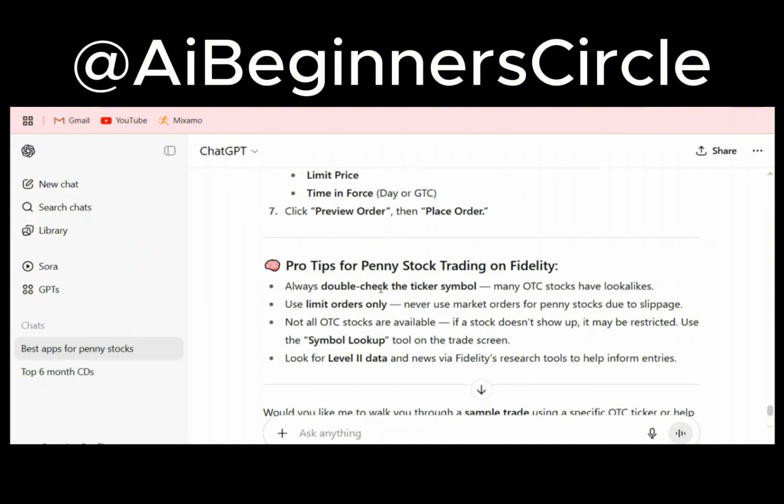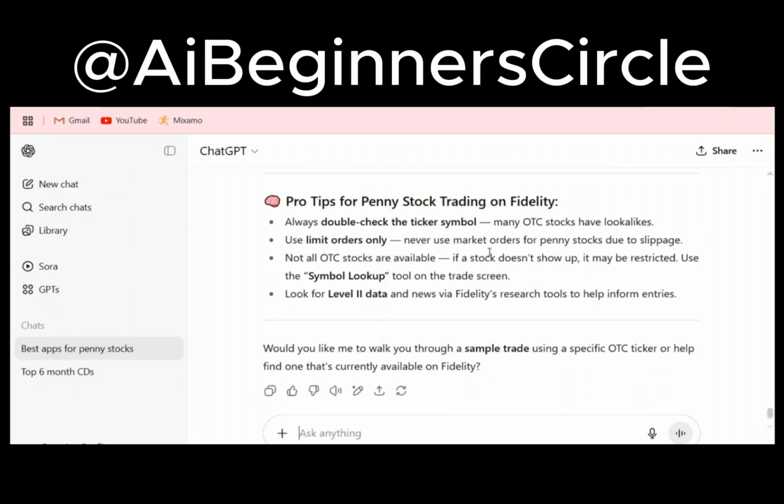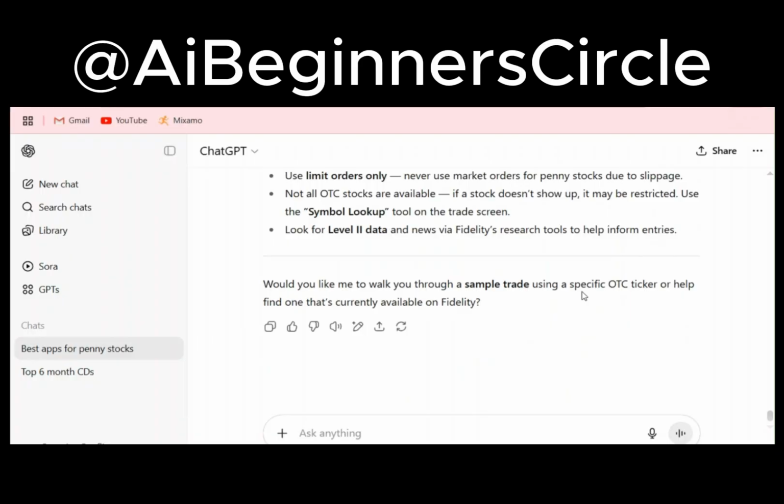Pro tips for penny stock trading on Fidelity. Always double check the ticker symbols. Many OTC stocks have lookalikes. Use limit orders only. Never use market orders for penny stocks due to slippage. Not all OTC stocks are available. If a stock doesn't show up, it may be restricted. Use the symbol lookup tool on the trade screen. Look for level 2 data and news via Fidelity research tools to help inform. Would you like me to walk you through a sample trade using a specific OTC ticker or help find one that's currently available? And we're just going to say yes.